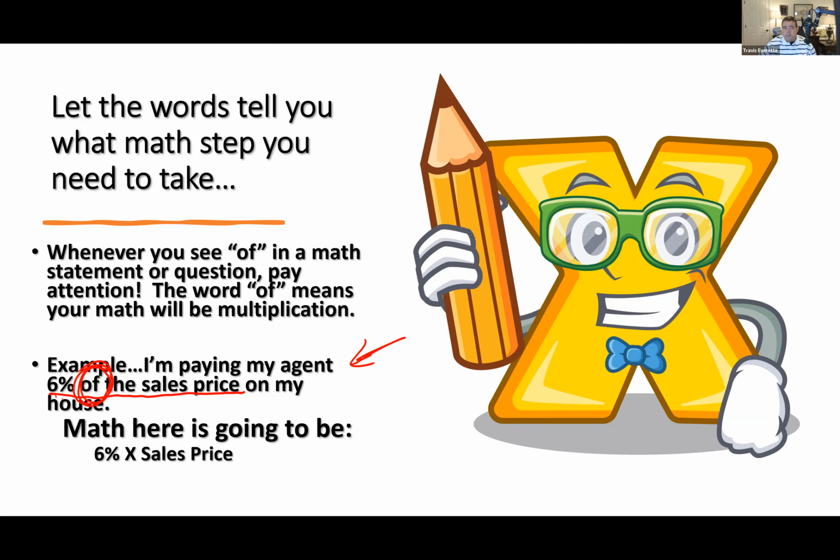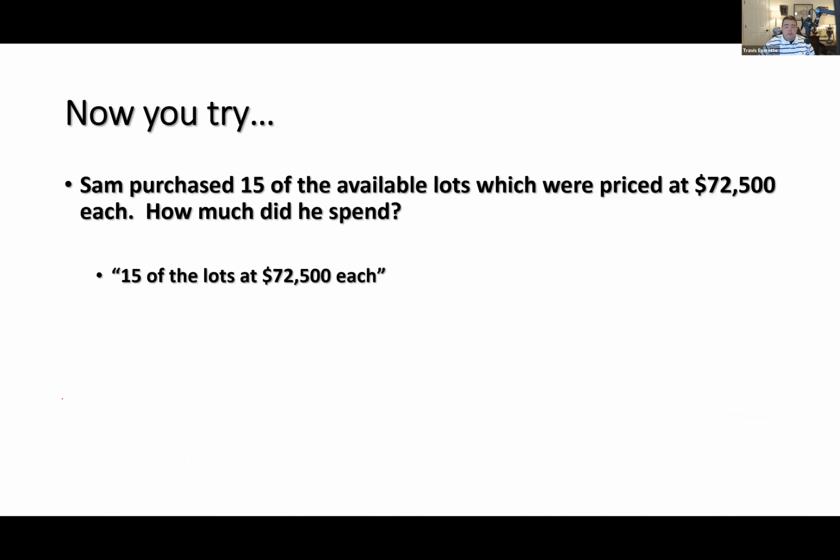Now, I still don't know what the sales price is, but I bet if you read further into the question, they're probably going to give you the sales price, or at least give you some way to get to the sales price. So look at an example here. It says, Sam purchased 15 of the available lots, which were priced at $72,500 each. How much did he spend?